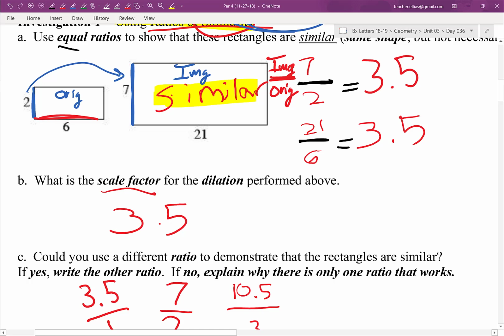Okay, let's pause for a second. I'm going to answer this question. I don't want to scroll down because it's going to look weird. If you're saying 3.5 is your scale factor, what's happening to the original? Perfect. Is that the only way? There has to be another scale factor. It's going to be a decimal.